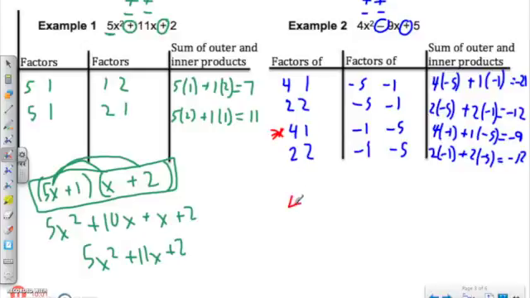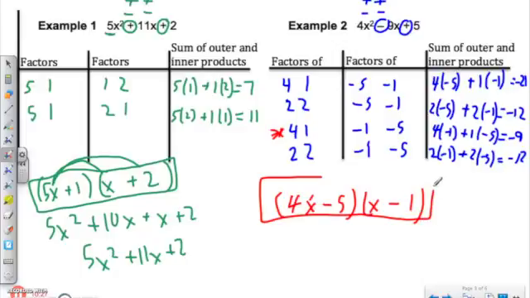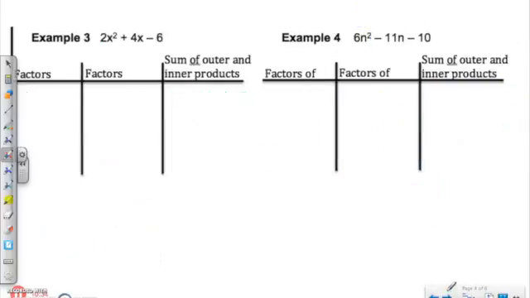So I'm going to again fill in my parentheses with my first factors, 4x and x. And I multiplied the 4 times the negative 1, so I want to make sure the negative 1 goes in the opposite set of parentheses from the 4. And I multiplied the 1 times the negative 5, so I want to make sure the negative 5 goes in the opposite set of parentheses. And I have my completely factored form. Alright, so let's keep going with some of these examples.